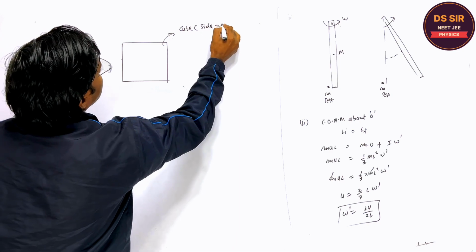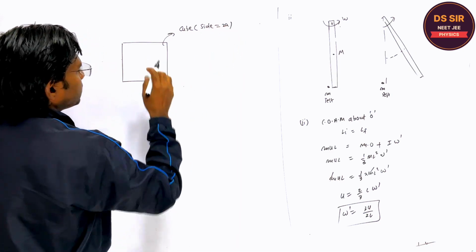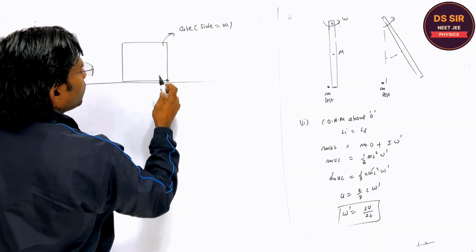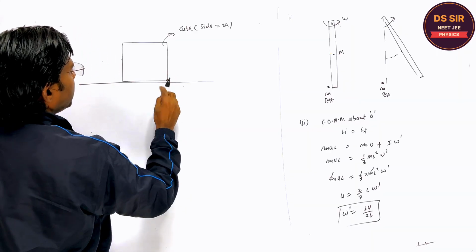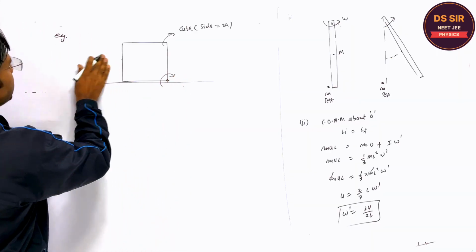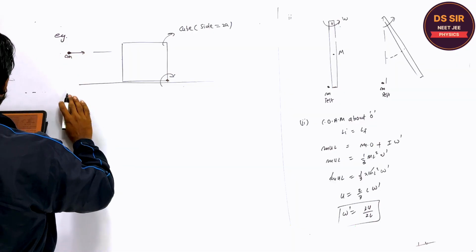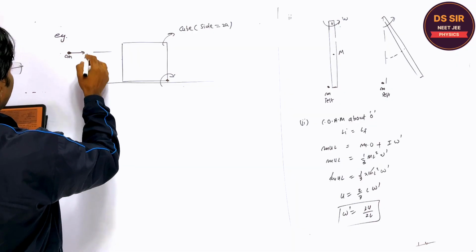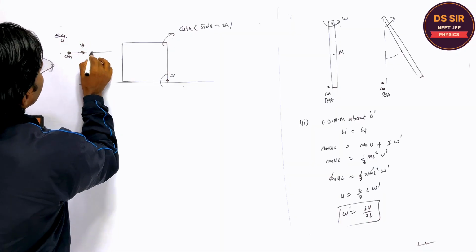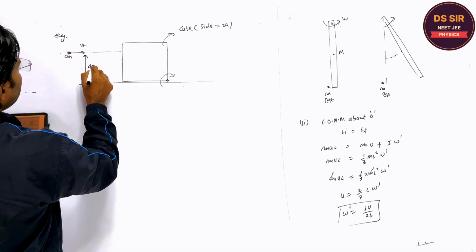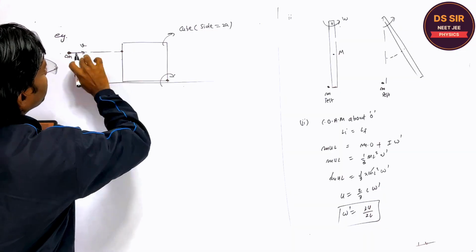What is the side? 2a. And it is fixed. It is placed on the horizontal axis and it can rotate about this axis, right? So a bullet is coming, and the mass of the bullet is, suppose, m, and the speed is v. And after collision, this perpendicular distance is given as 4a by 3, and after collision it embeds.